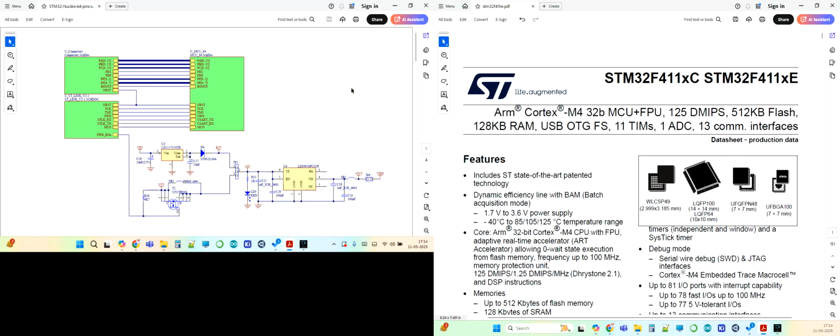The first one you see here is the schematic of this Nucleo board, and the second one is the data sheet. These two documents help us to understand the eval board that has been designed. Now, while working on this eval board, we need to understand how the power is distributed.